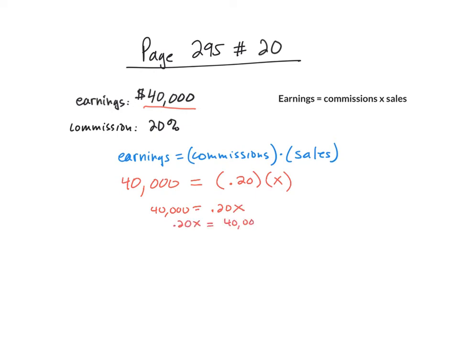And what I need to do to solve this is to divide both sides by 0.20. So I do that in my calculator and I end up with $200,000. So that means I sold $200,000 worth of merchandise in order to get my earnings of $40,000.